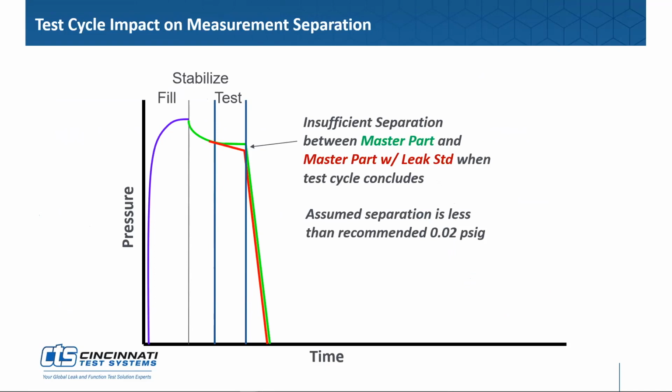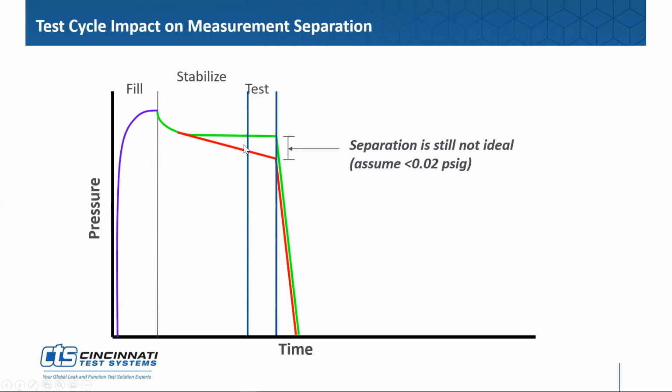So here's a real quick visual of what can happen when you have too short of a stabilized time and too short of a test time. If stabilized time is too short and your part's not stable going into test, this pressure drop may be at different values every test. And if your test time's not long enough, you're not seeing the difference between a known good part and a known bad part. So you want to start expanding those so you're more stable going into test, and you start increasing enough time in test to start seeing this 0.02 psi difference.